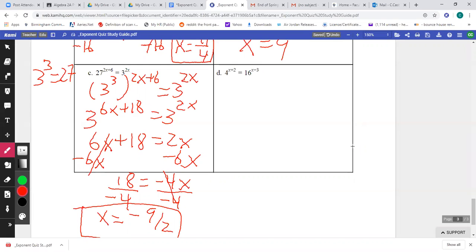And then last one, letter D. Same idea. I can rewrite 16. Remember that 4 squared is equal to 16. So this is going to be 4 to the x plus 2, and I rewrite 16 as 4 squared, and I keep the exponent there.